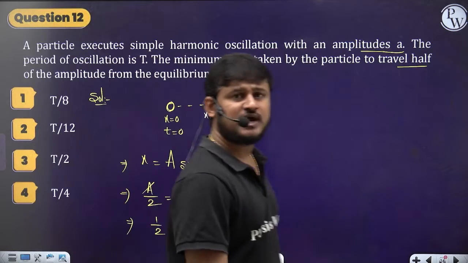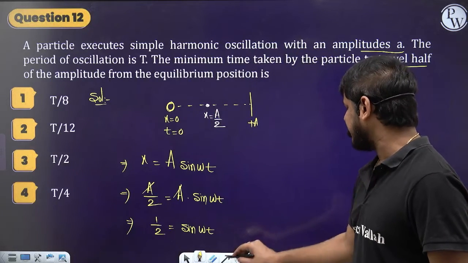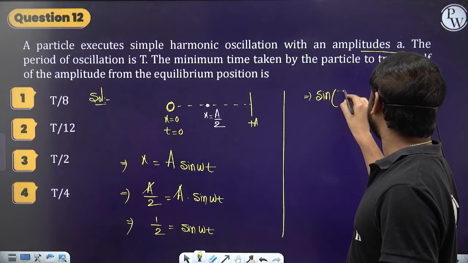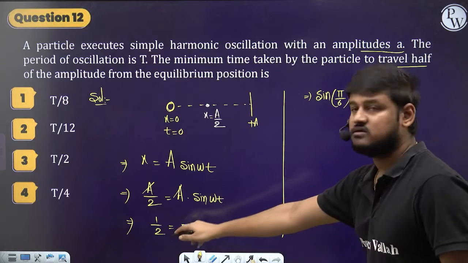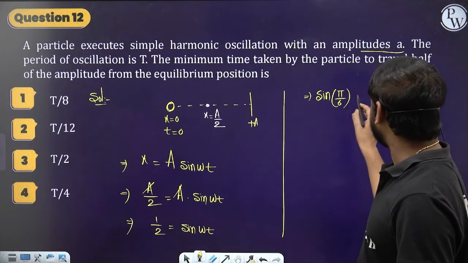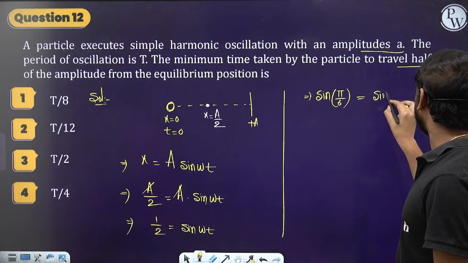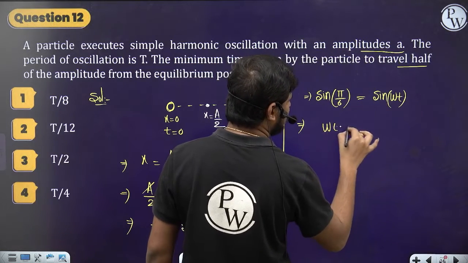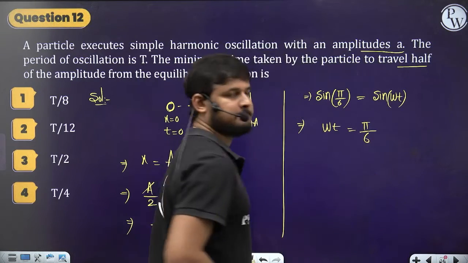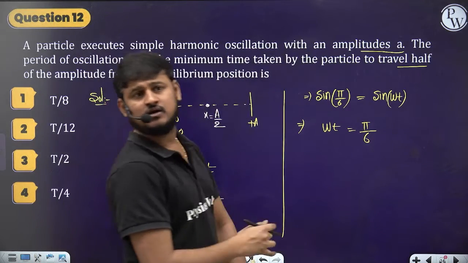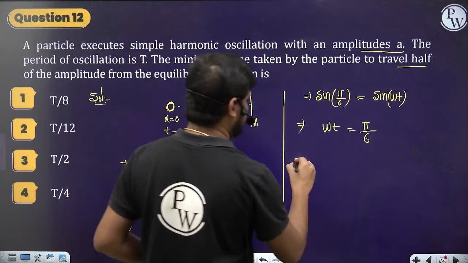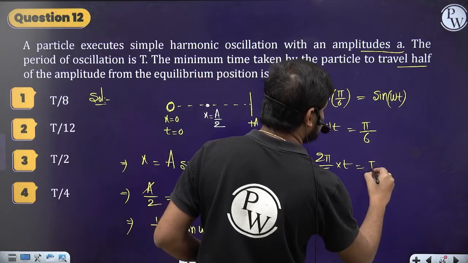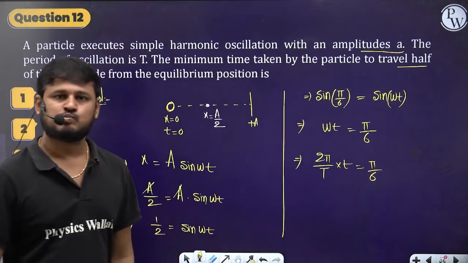Sine of which value will be 1 by 2, guys? Sine 30, right? Sine 30 is 1 by 2, so that's why I am writing sine pi by 6 here. Then if you compare, omega t is equal to pi by 6. In place of omega I am writing 2 pi by T, into the time t, is equal to pi by 6. Okay, done.